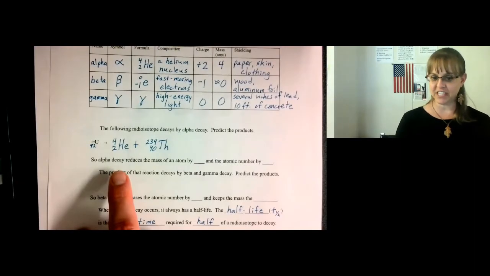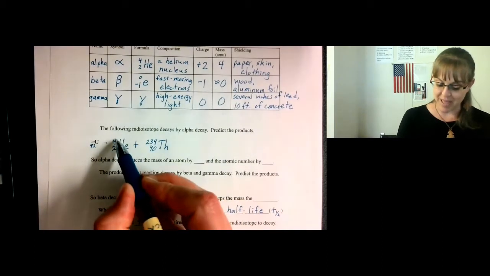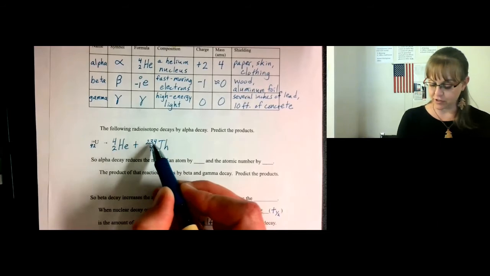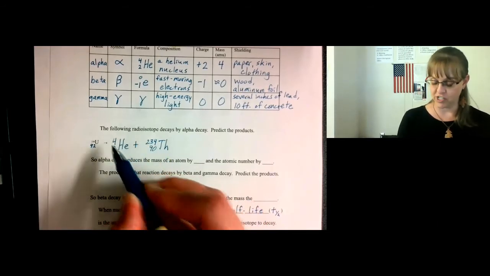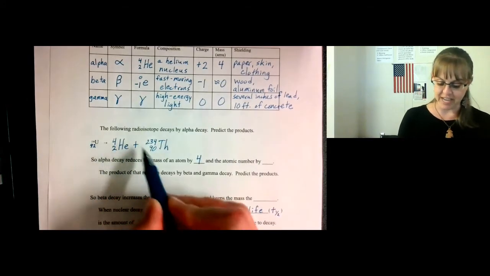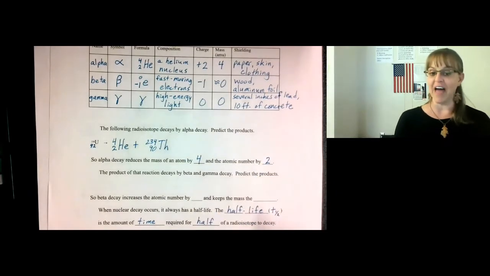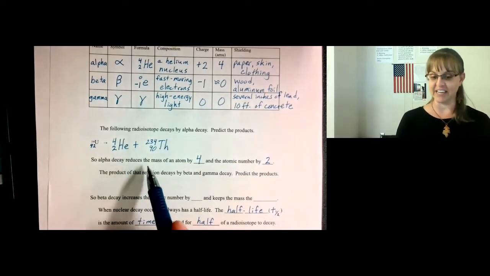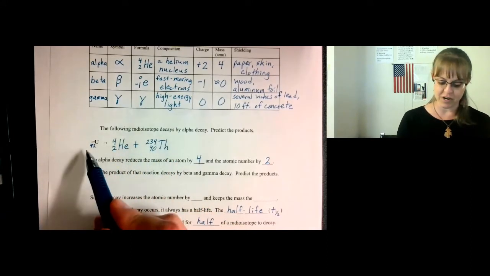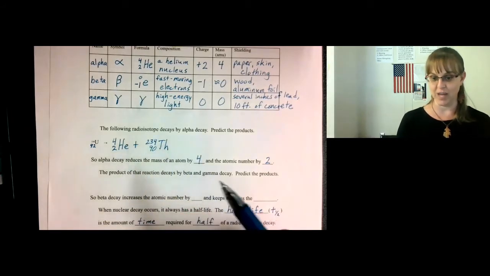Now, alpha decay reduces the mass of an atom by, well, remember mass number over atomic number. The mass of 238 went down to 234. It went down by 4, just like the formula said. And the atomic number went from 92 down to 90. It went down by 2. That's what alpha decay does. It takes the mass of the atom and reduces it by 4, the atomic number of the atom, and reduces it by 2 and makes a new element.